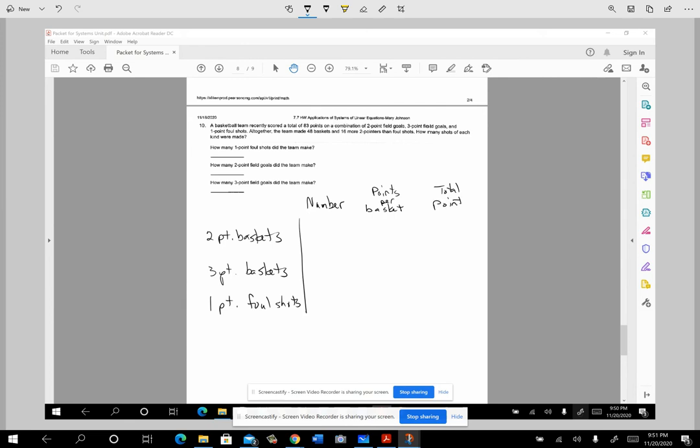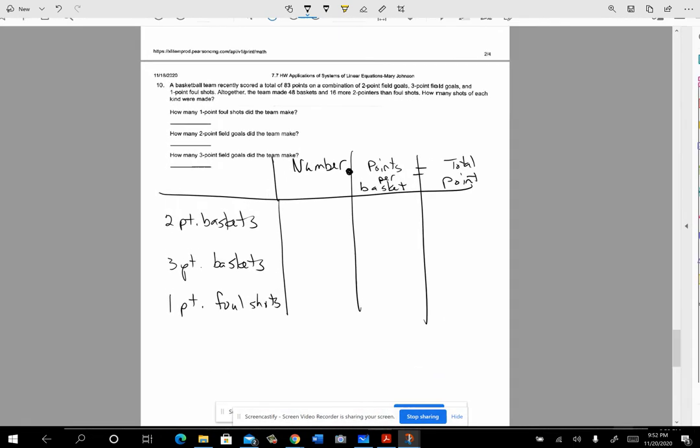So for instance, if I shot 2-point baskets, I'd have 4 points. So the number of baskets, I'll just say number. All right, so let me get my chart set up, just like the other one looked. And again, if we multiply these two, it's got to equal that. All right, so let's put the information from this problem into it.